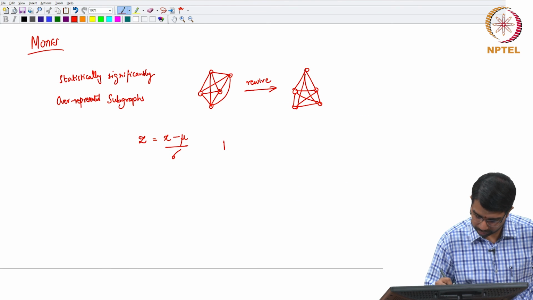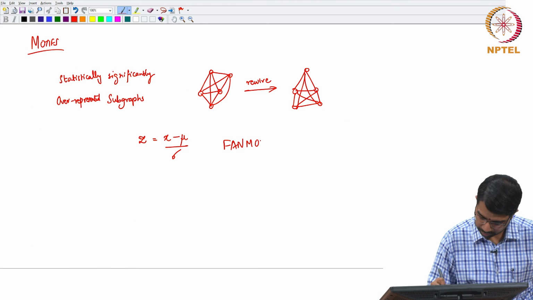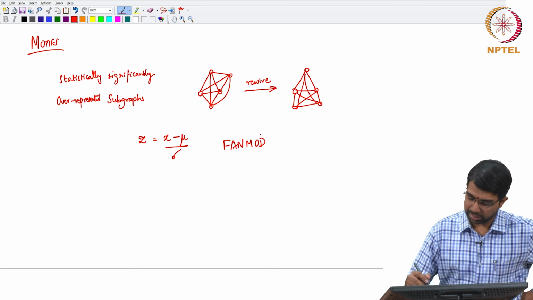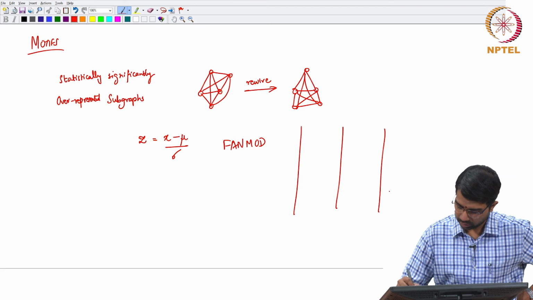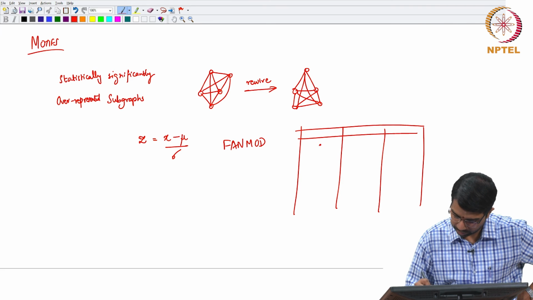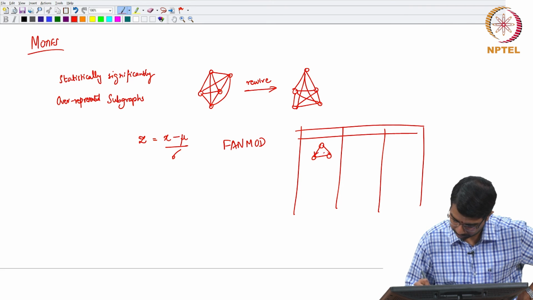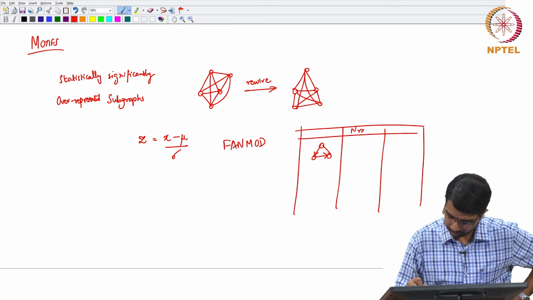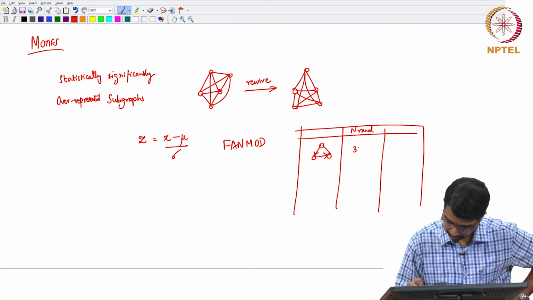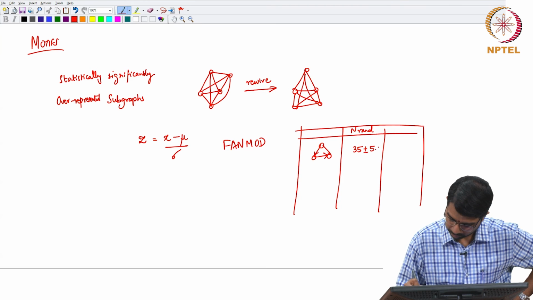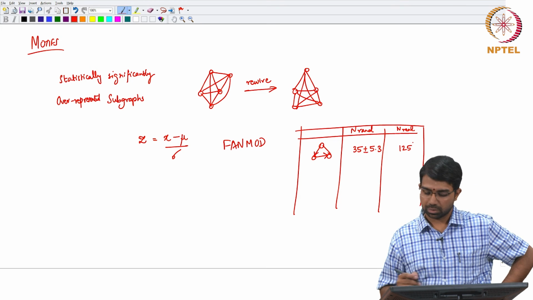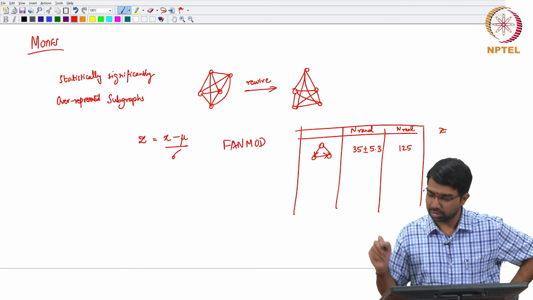So, there is a tool called FANMOD which helps you find motifs. It will basically give you a long table of this sort. Here it will say what the motif is, and here it will tell you the random distribution, and maybe a z score as well and so on.